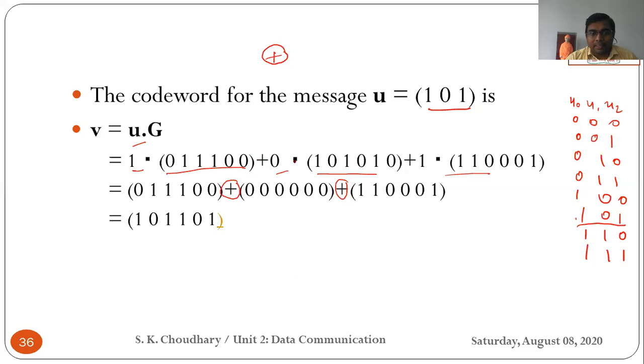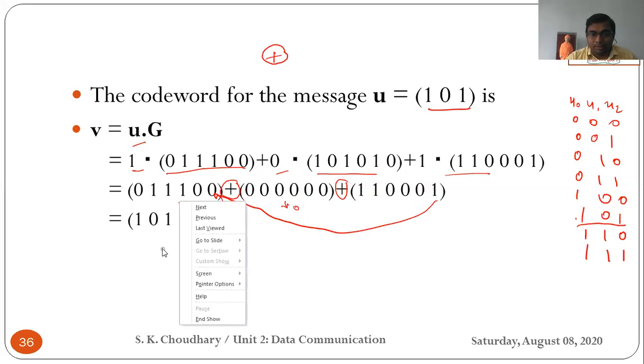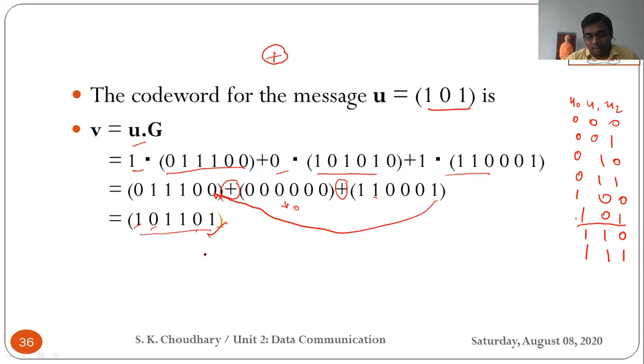Now we just add this. The corresponding bit should be added with the corresponding bit. This is obviously 0, so it will be neglected. So 1 added to 0 is 1. Then 0 added to 0 is 0. Then 1 added to 0 is 1. Then 1 added to 0 is 1. 1 added to 1 is 0. And 0 added to 1 is 1. So finally we get this. So 101 corresponds to the code word 101101.